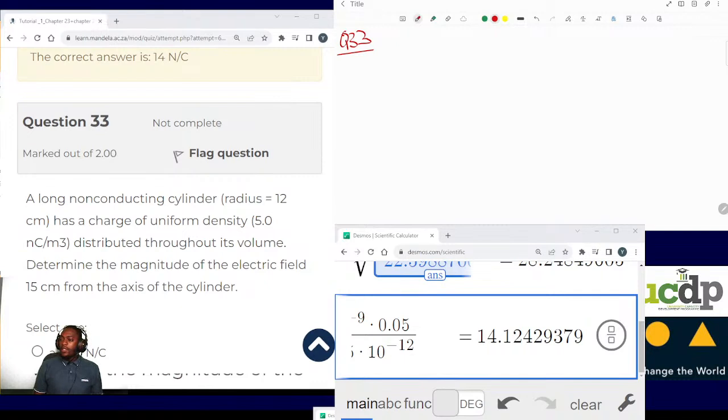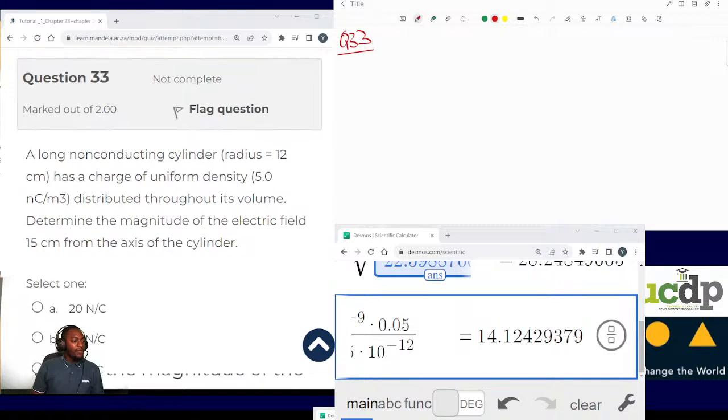Right, so question 33, what is question 33 saying? It says a long non-conducting cylinder of radius 12 centimeters has a charge of uniform density 5 nanocoulomb distributed throughout its volume. Determine the magnitude of the electric field at 15 centimeters from the axis of the cylinder. So you see for this one, now our Gaussian surface should be at a radius of 15 centimeters because we want to include everything that is within 15 centimeters of the axis.